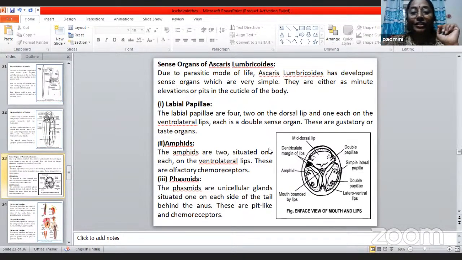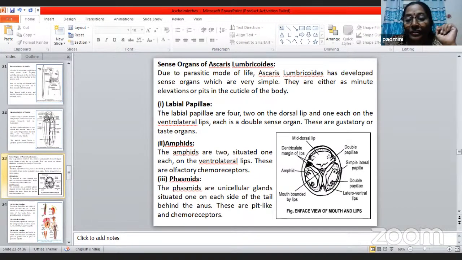They are gustatory or taste sensory. They have to taste, they should like the taste of the food also. They can't just take whatever you give them to eat, right? So if it is very tasty, they are going to take away all the digestive juices from the intestine. So gustatory or taste sensory in nature, that is labial papillae.